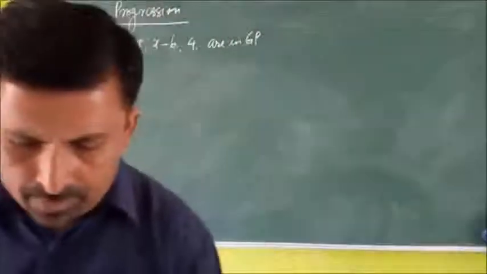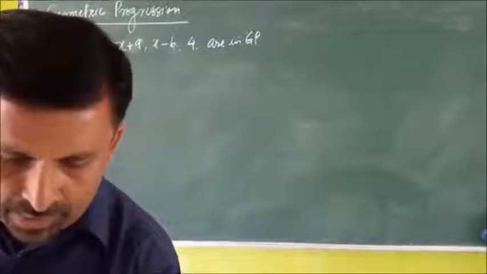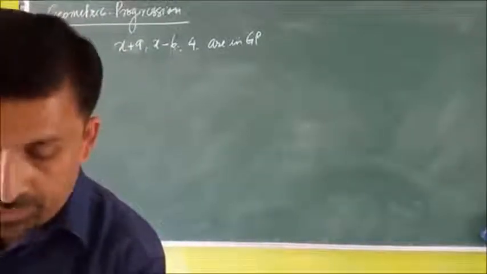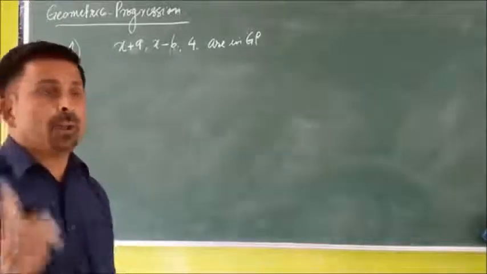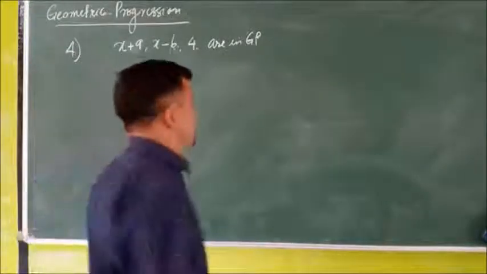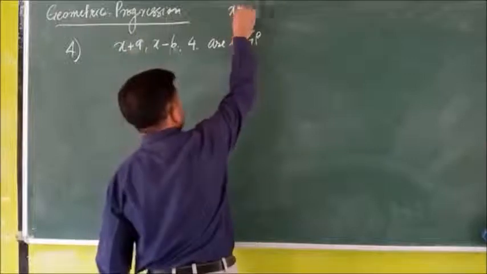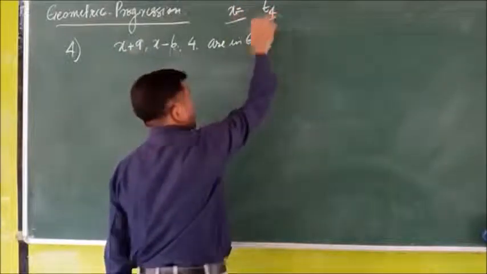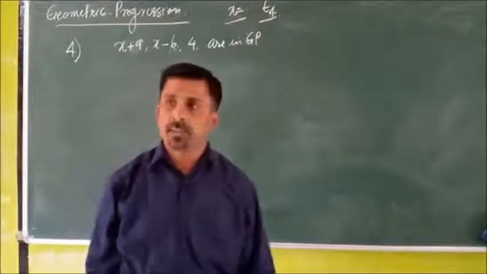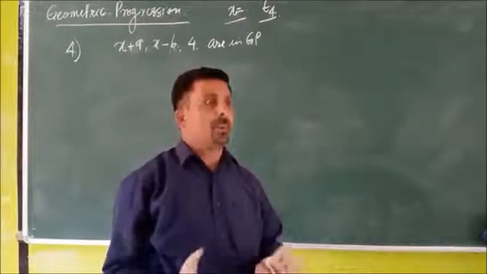Question number 4 is about three terms which are in GP. The question is to find two things here: the value of x and the fourth term. These two things are to be calculated in this question. So one by one we will focus.